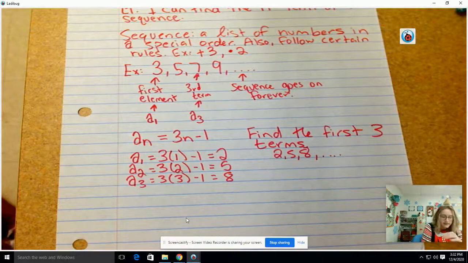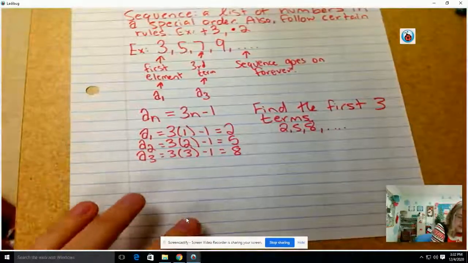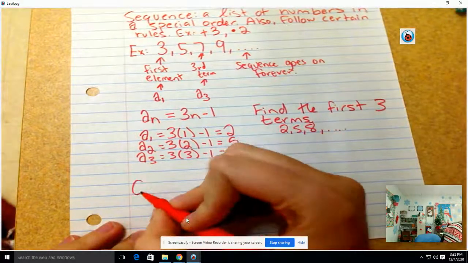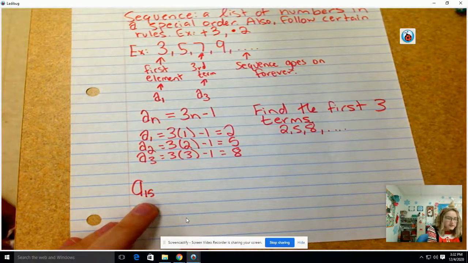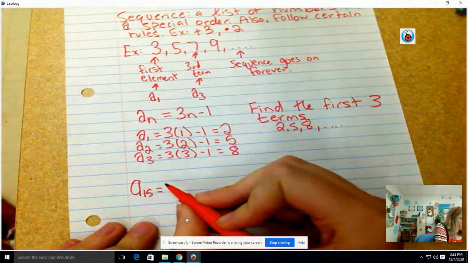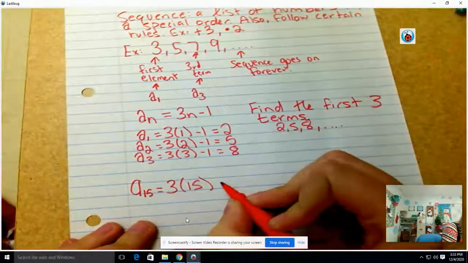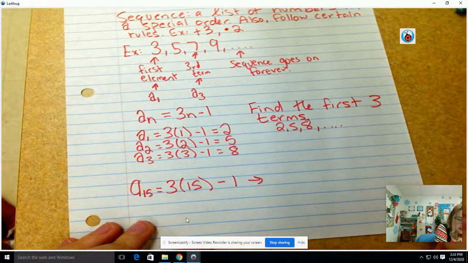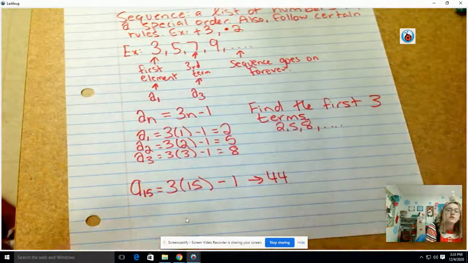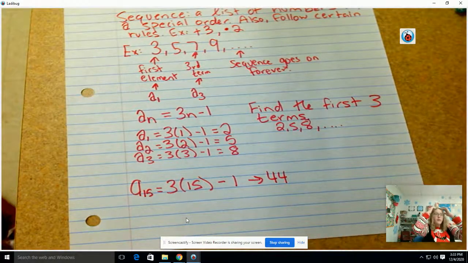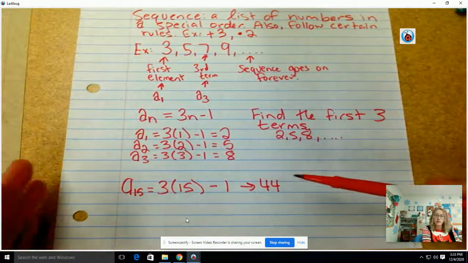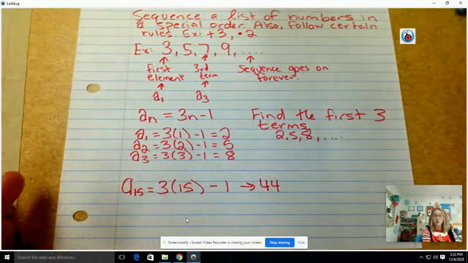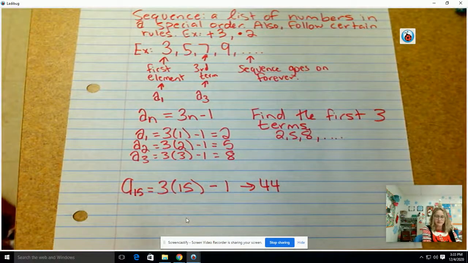Same thing if I wanted to find a15 from that sequence, I'm going to do the same exact thing. a sub 15 is going to equal 3 times 15 minus 1, which is going to equal 44. You could do that if you want to find the 1,322nd term. This is exactly how you would do that. You all know how to find values this way. It might not have been in terms of sequences, but we've done it tons of times in XY tables and stuff like that.